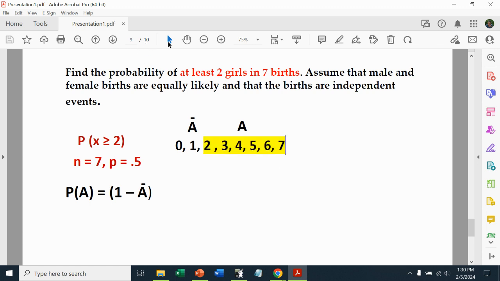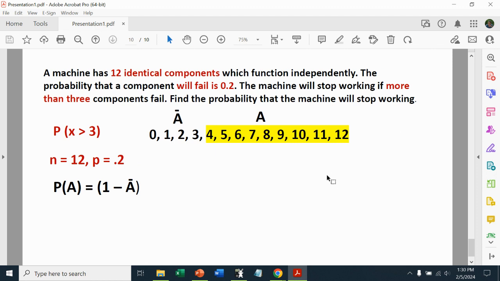I think I got one more problem here. You get 12 identical components whose functions function independently. Probability of a component failing is 0.2. That's your p-value. Machine will stop working if more than 3. More than 3 translates to x is greater than or equal to 3. Greater than or equal to 3 would be 4, 5, 6, 7, all the way to 12. Well, obviously, you're not going to use PDF 1, 2, 3, 4, 5, 6, 7, 8, 9 times. I'm going to solve for the complement.